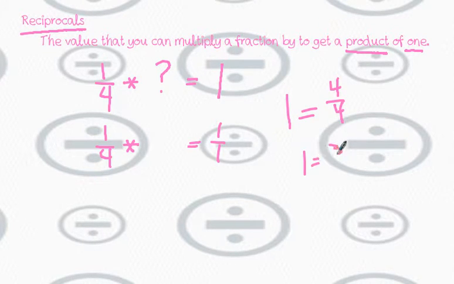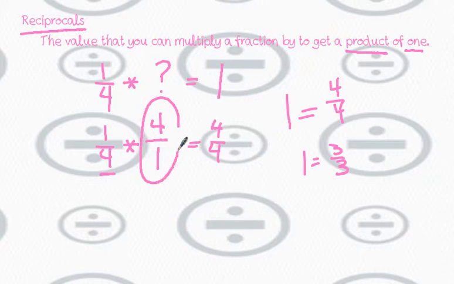1 can also be 3/3. So as long as your top and your bottom, your numerator and your denominator, are equal, it is going to be equal to 1. In this case, since our denominator is 4, I want something that is going to give me 4/4. Well, I know that 4 times 1 gives me 4, so 1 would be my denominator, and I know 1 times 4 gives me 4, so that would be my numerator. So if I take 1/4 times 4 over 1, it gives me 4 over 4. So the reciprocal of 1/4 is 4 over 1.